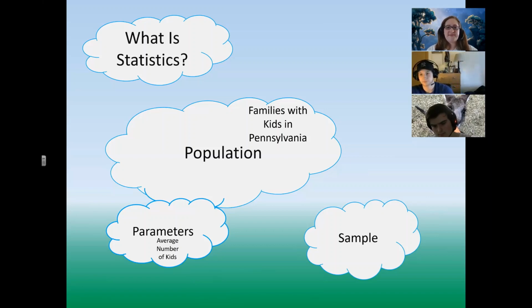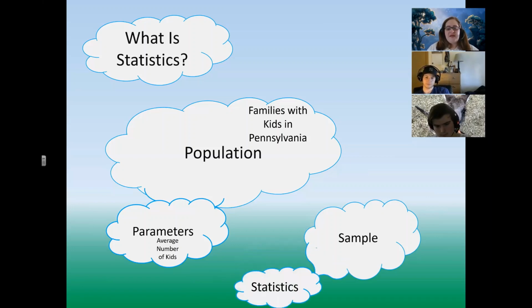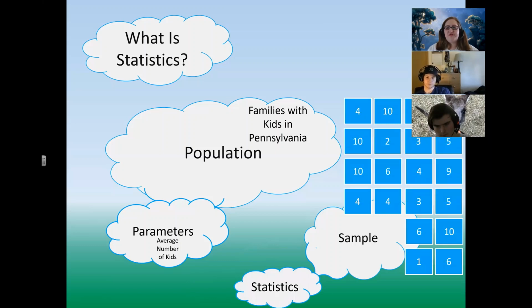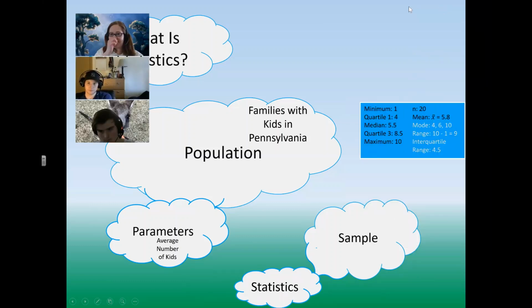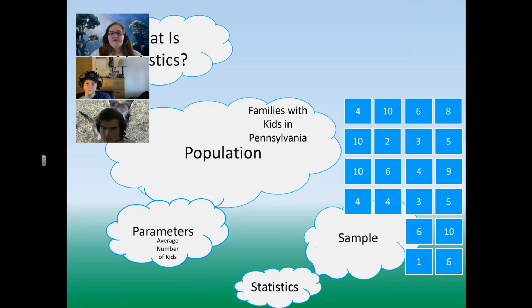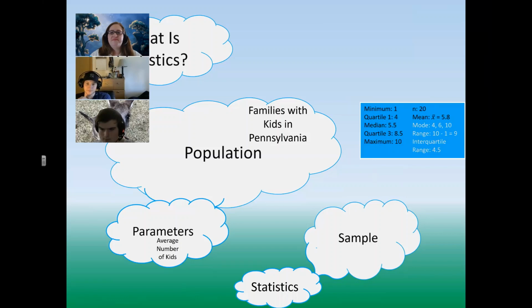All right, so we take a sample of families with kids in Pennsylvania because we want to find the average number of kids. And we do our statistics. So here I've got a whole bunch of people. Gotta move you over. There you go. So we go from these numbers and we do the minimum, quartile, median, quartile, maximum.